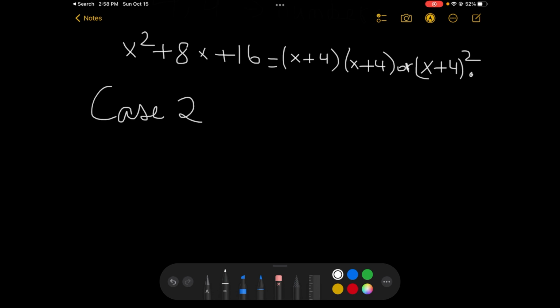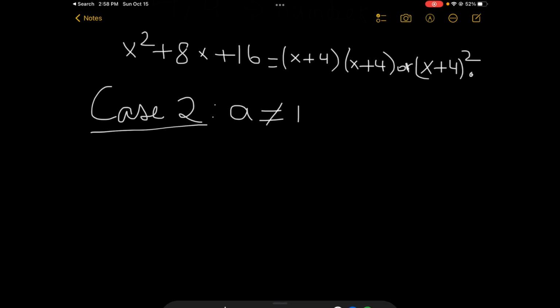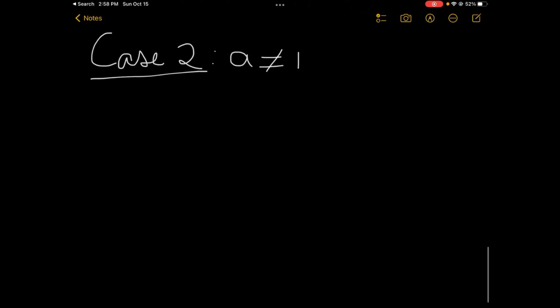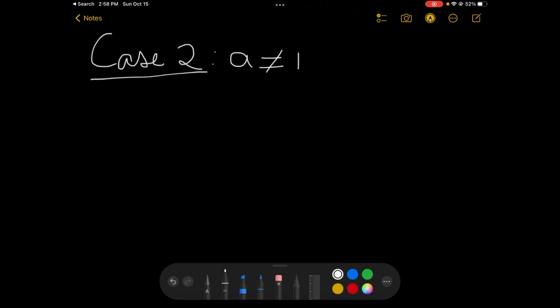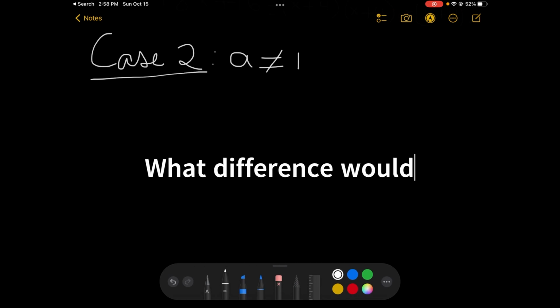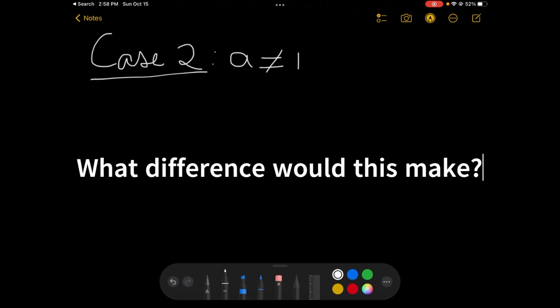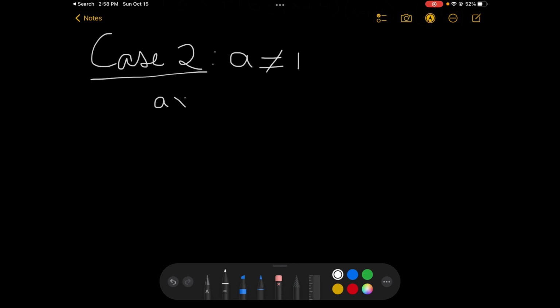Now, moving on to case 2, right? Case 2: a is not equal to 1. So what do we have? If a is not equal to 1, we're left with the standard form ax squared plus bx plus c.